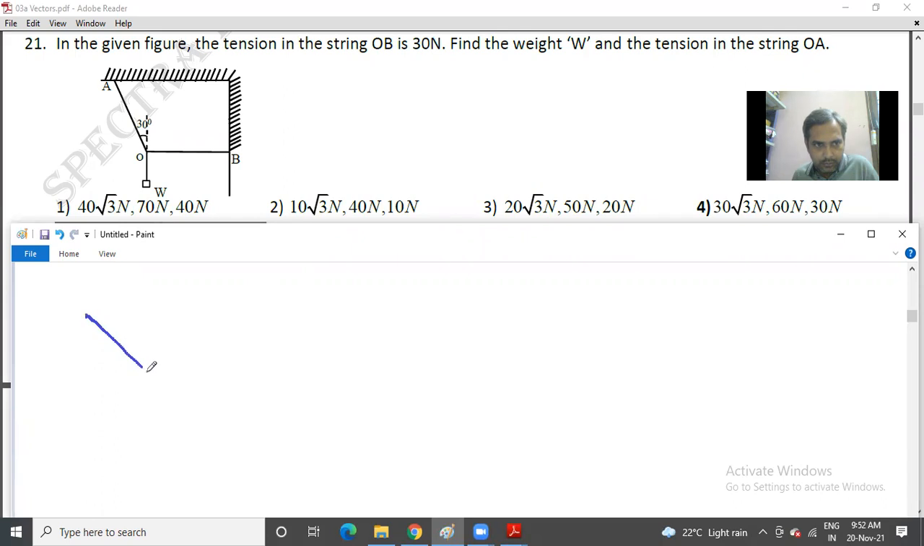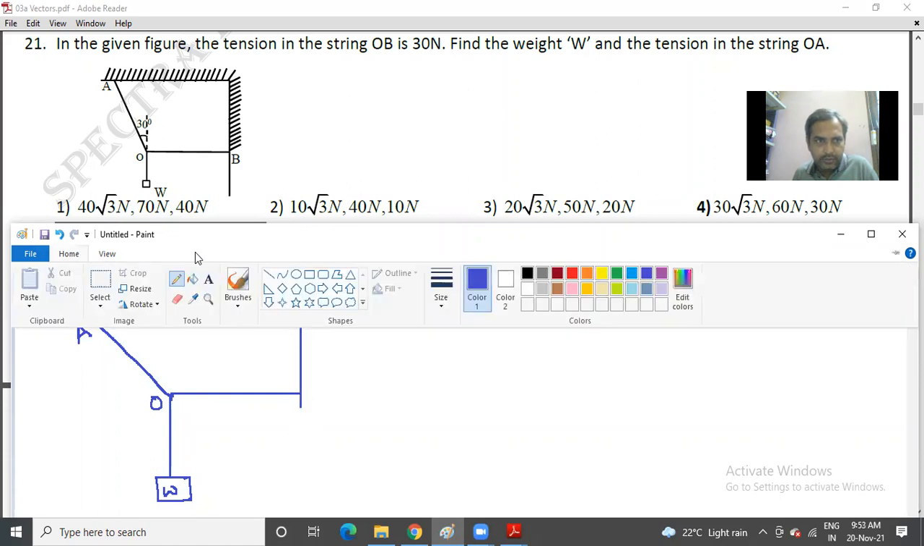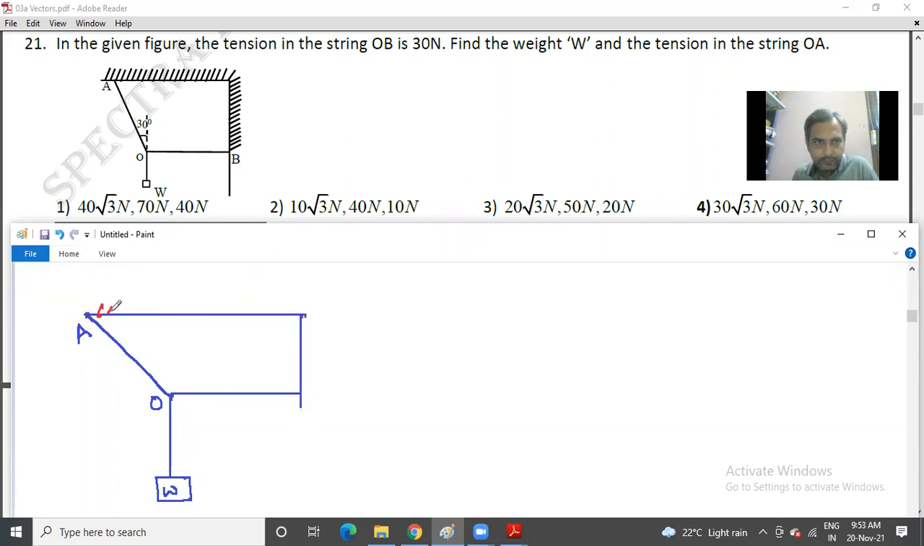So this is the string. W is acting vertically downwards. Then this is O to A. So here is the rigid support. And they mentioned this is 30 degrees. This is O to B.